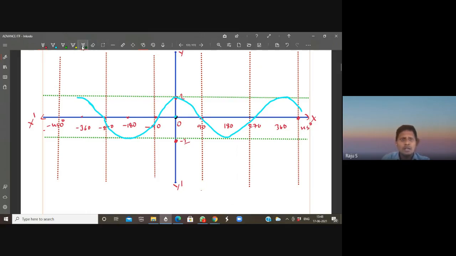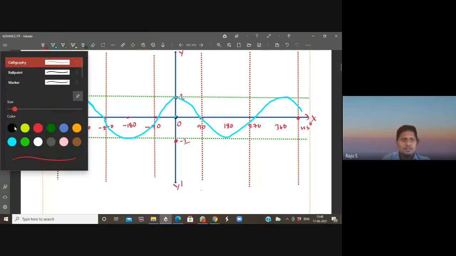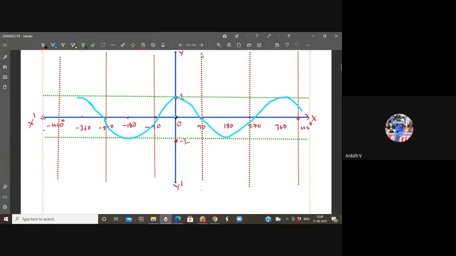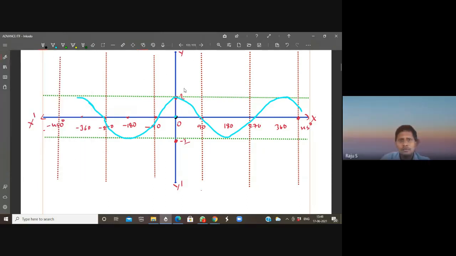So now can anyone tell what is secant 0? Secant 0. 1, sir. Secant 90. Infinity. Okay, now it is positive in the first quadrant, and it is an increasing function in the first quadrant.